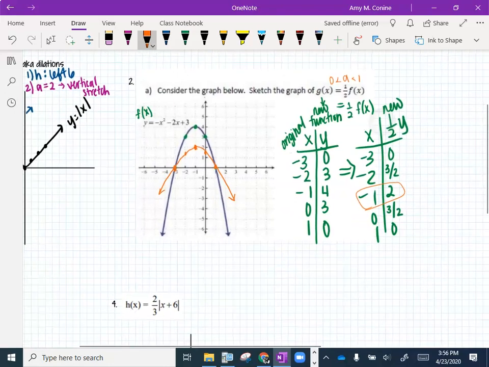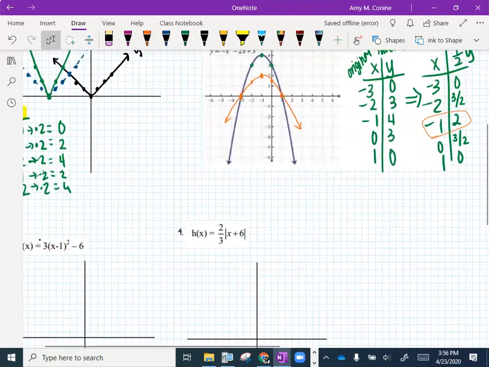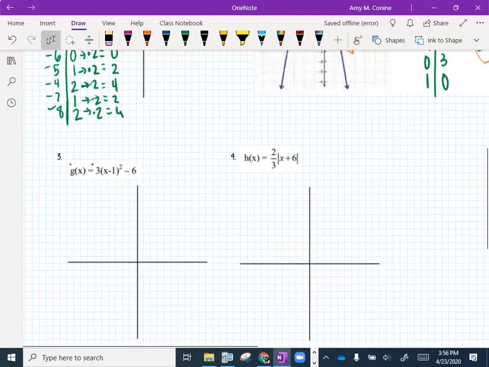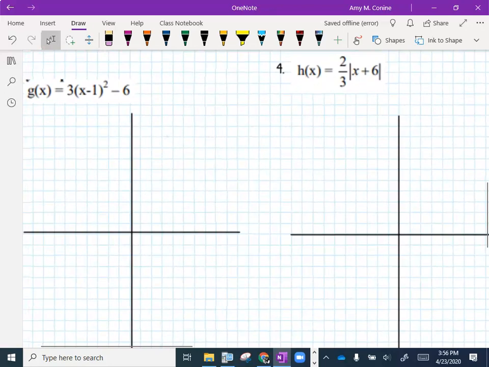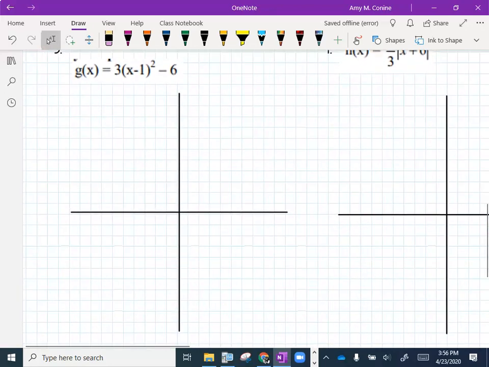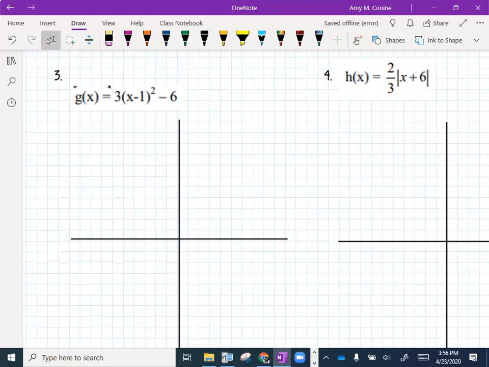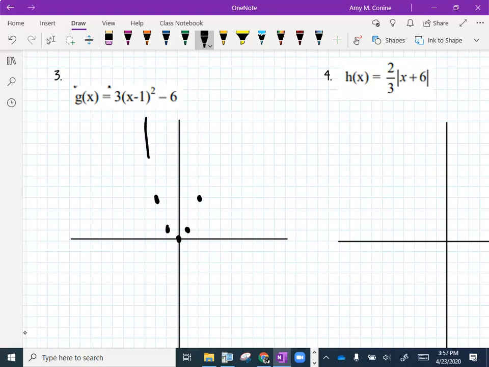Okay, so let's do another quadratic, number 3. We have a few transformations with it. I'm going to do my parent function real quick so I know what points are moving when. So y equals x squared. I have an h, I have my a, and I have a k. We've always had an a, but it's always been 1. Now it's something else.